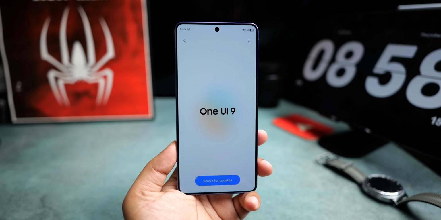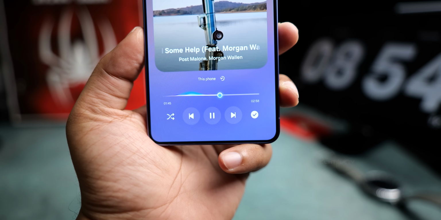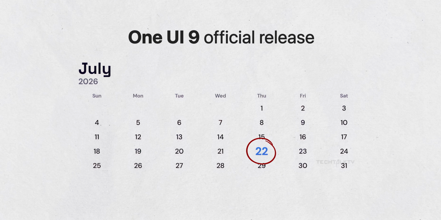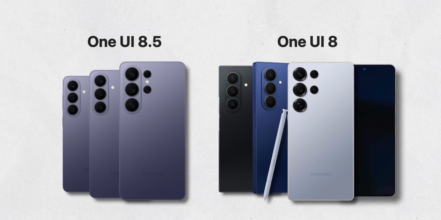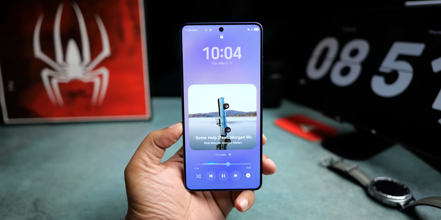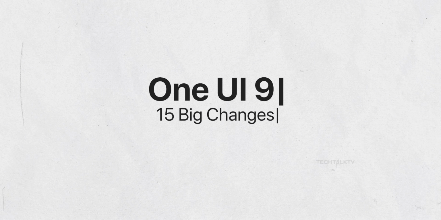So One UI 9 based on Android 17 is the next big update coming to Samsung phones. And weirdly enough, we're only a couple of months away from it, even though plenty of Samsung phones still haven't received One UI 8.5. Still, Samsung is already moving ahead, and these are 15 of the biggest changes coming with One UI 9.